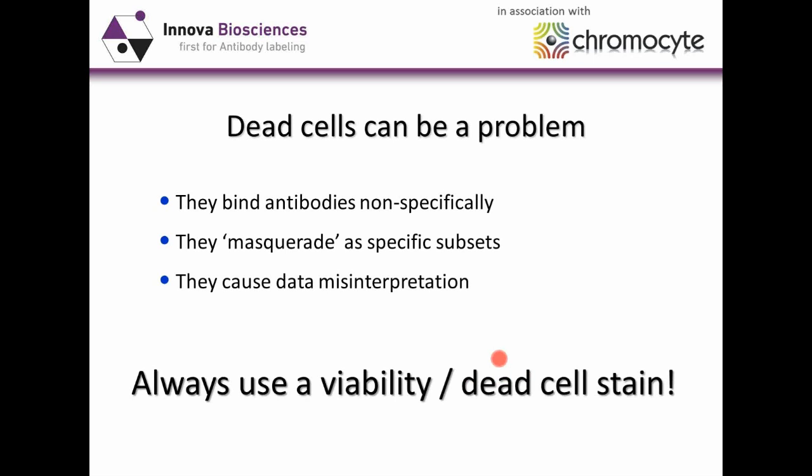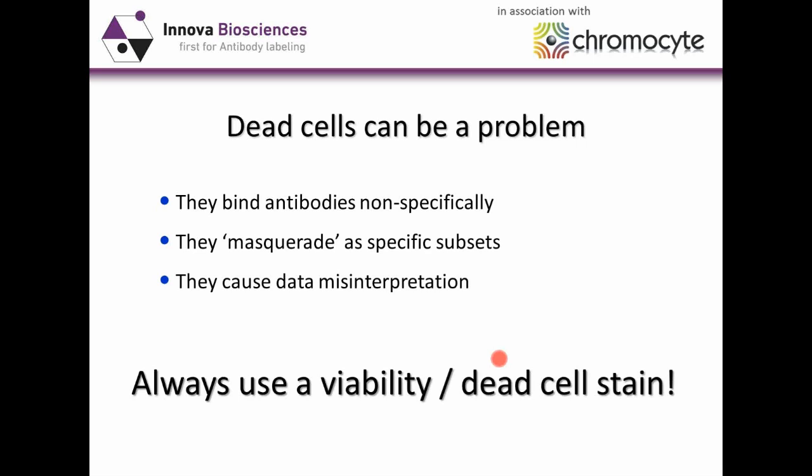Now, a key issue that you should always consider is the potential presence of dead cells, because dead cells bind antibodies non-specifically, and this non-specific binding can masquerade as specific cell subsets. The consequence is you can misinterpret your data. So it's always valuable to include a viability or dead cell stain in your analysis. If you don't include one, then one has to question the data you're generating, because some of that positivity may well be due to dead cells within your particular experimental protocol.